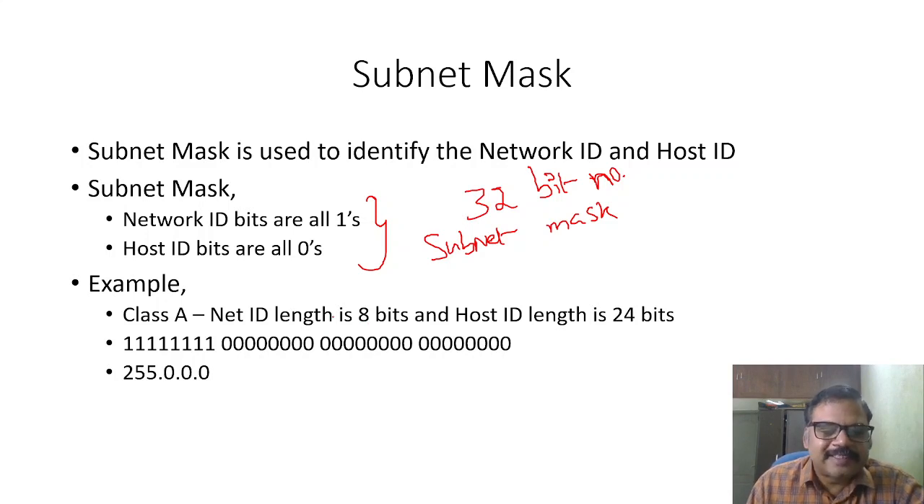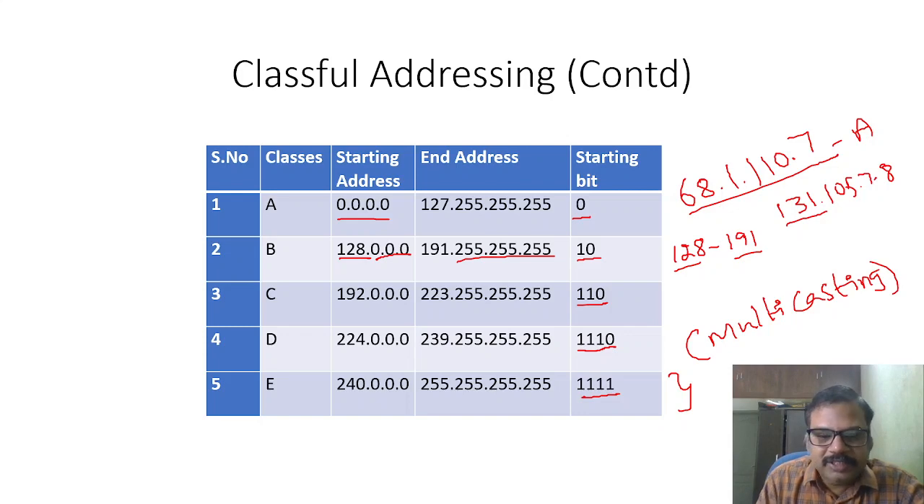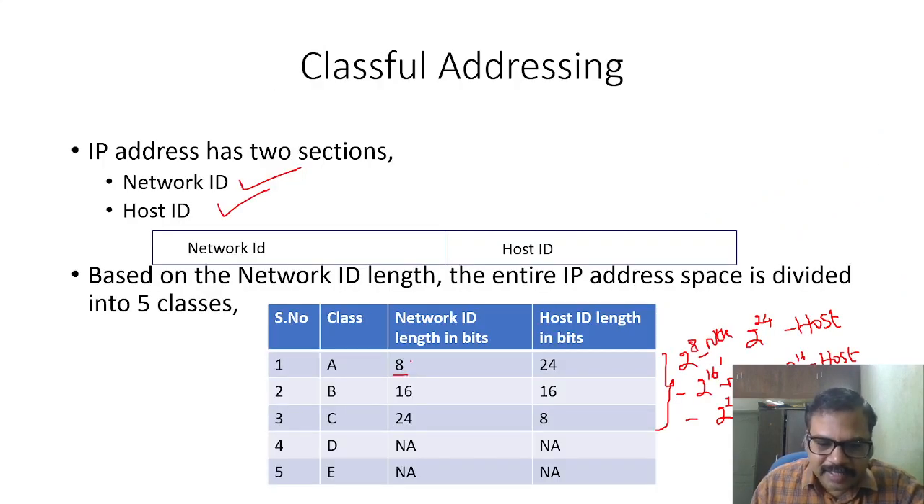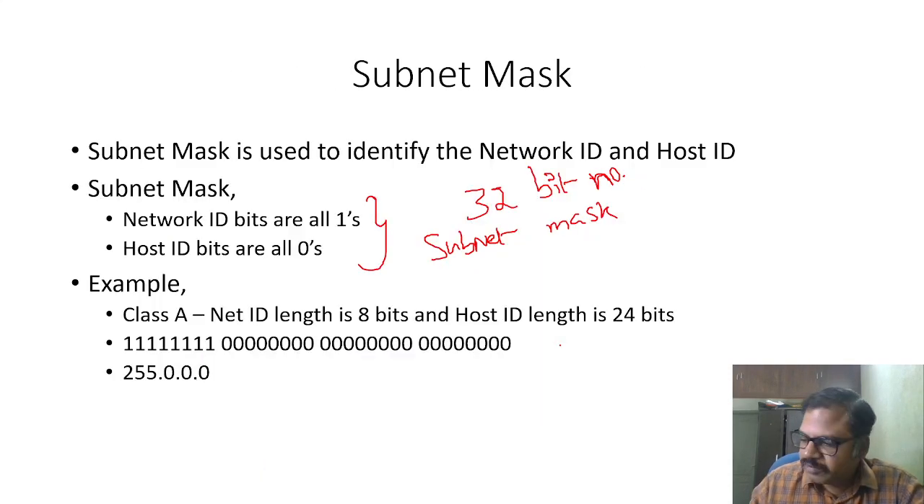So let us take class A. What is the net ID length of class A? Net ID length is 8. The first 8 bits are net ID, and the remaining 24 bits are host ID. So the first 8 bits are all 1. Follow this principle: net ID bits are all ones, and the remaining 24 host ID bits will be 0.